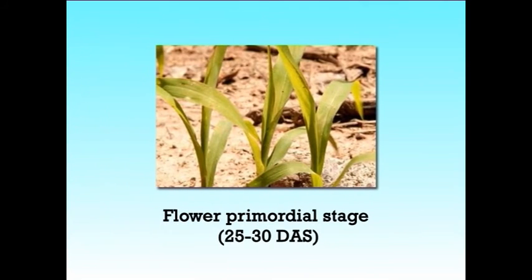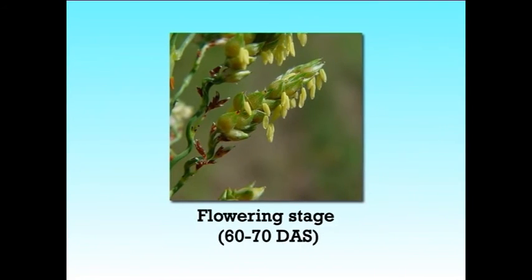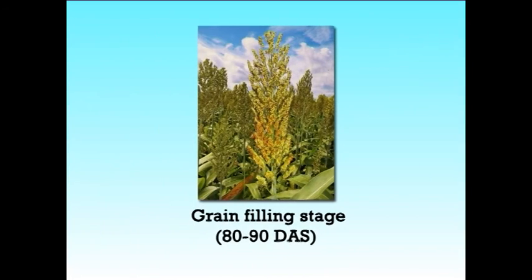Now we will see about its water management. Sorghum is basically a rain-fed crop. However, if sufficient rains are not received, irrigation should be given. There are 4 critical stages of growth for irrigation in sorghum, that is, flower primordial stage, which usually occurs 25 to 30 days after sowing. The next one is flag leaf stage, that is 50 to 55 days after sowing. The next one is at flowering, that is 60 to 70 days after sowing. And the last one is grain filling, that is 80 to 90 days after sowing.